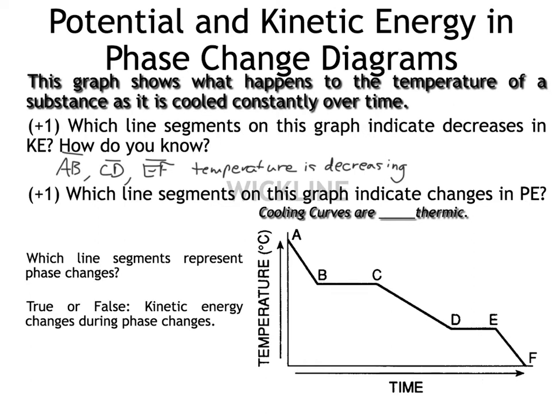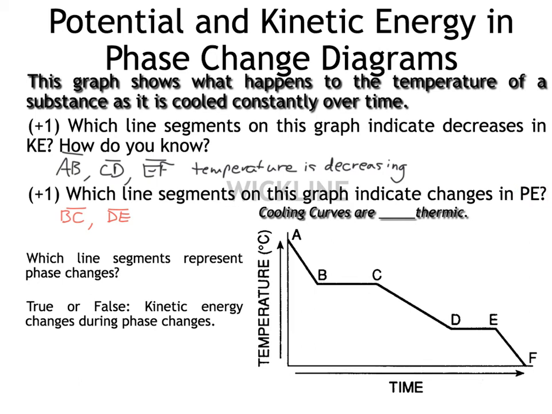Similarly, the line segments that indicate changes in potential energy are the ones where kinetic energy is not changing. So that would be section BC and section DE. And related to that question is this one, which line segments represent phase changes? Because phase changes are really only occurring when potential energy is changing.